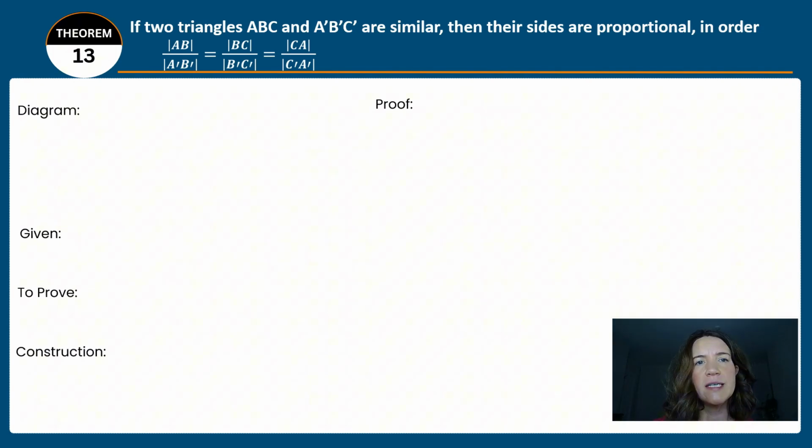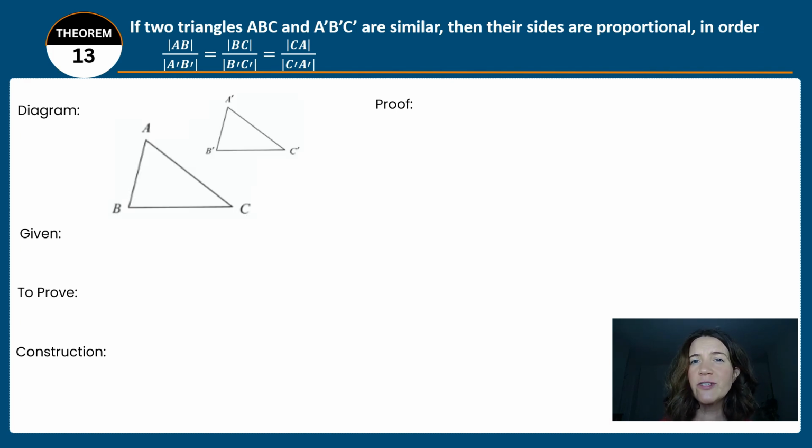So Theorem 13 states, if two triangles ABC and A prime, B prime, C prime are similar, then their sides are proportional in order: AB over A prime B prime is equal to BC over B prime C prime is equal to CA over C prime A prime.